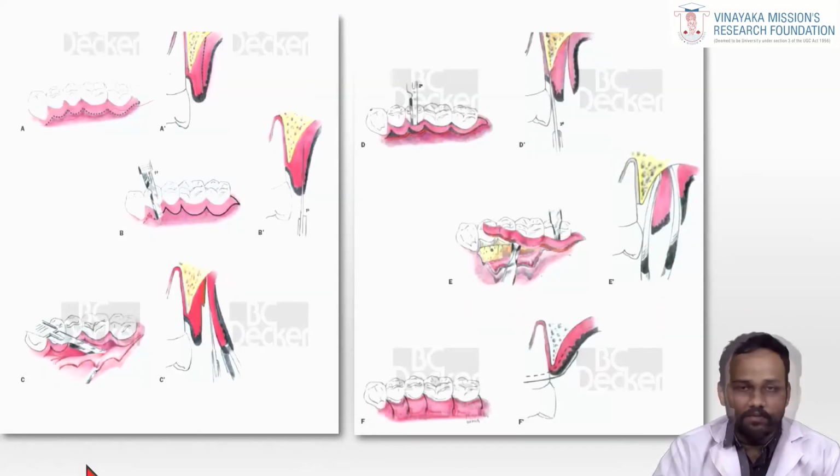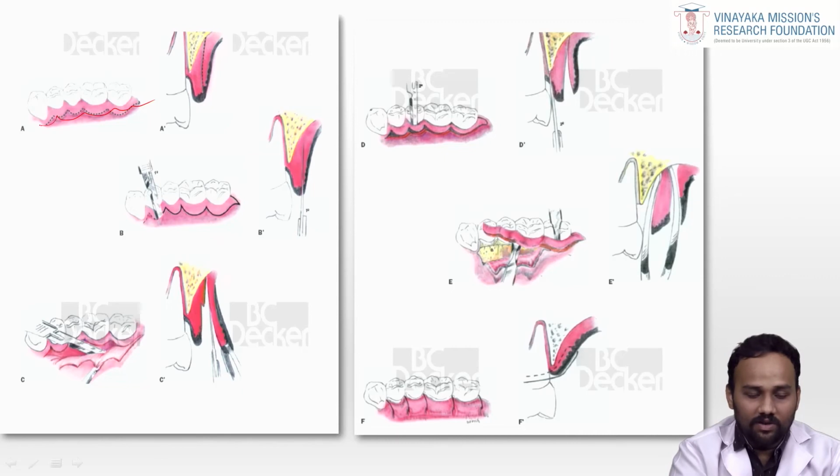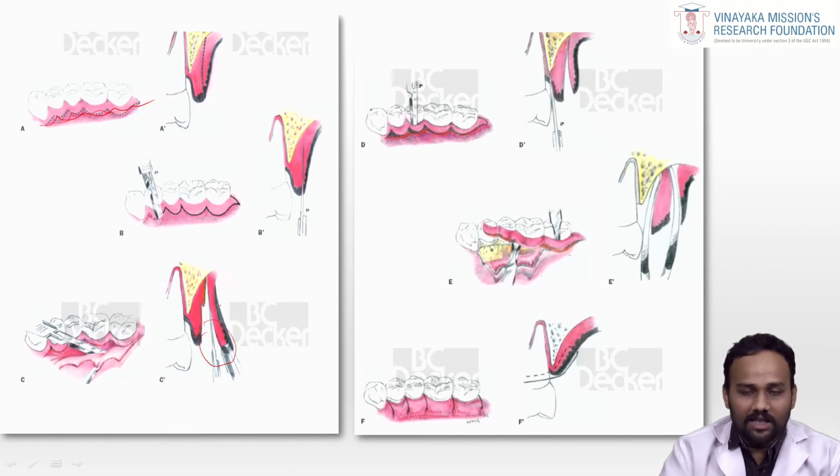This is a clinical technique in which first we need to place an internal bevel incision, as we can see in this picture, followed by a crevicular incision. Then the flap has to be reflected and the thinning incision has to be done. Then the flap has to be approximated with the help of sutures.